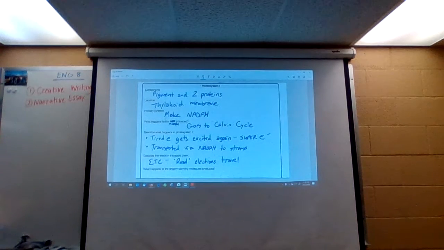All of these energy carrying molecules are used in the Calvin cycle to make glucose. Awesome. You guys are doing great. So that is what's happening there. You guys getting that written down?